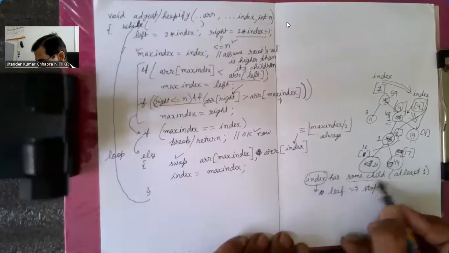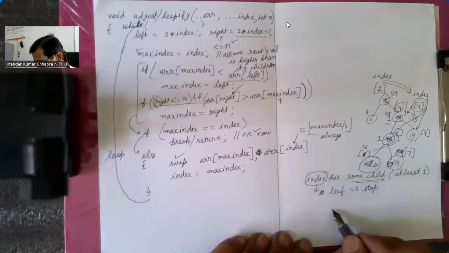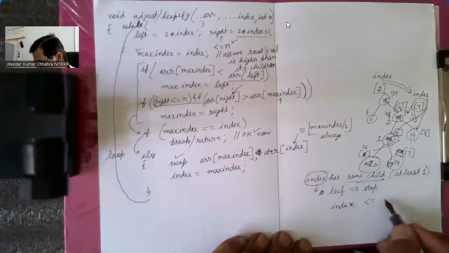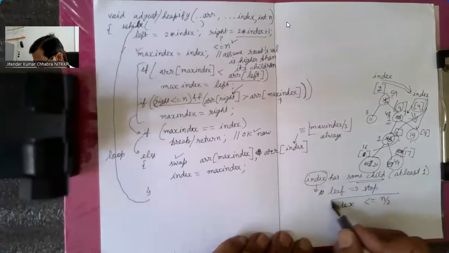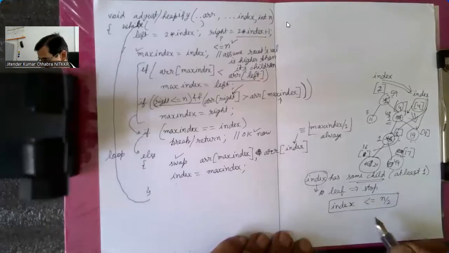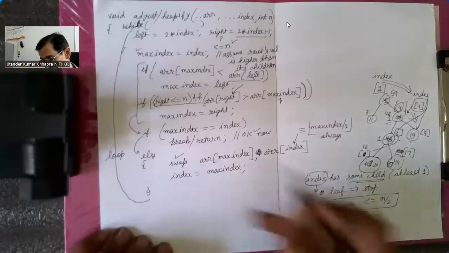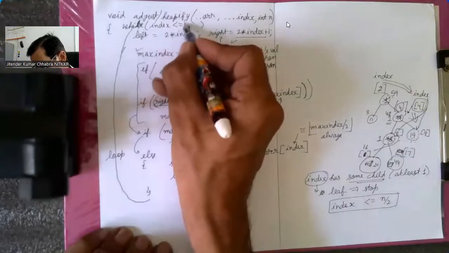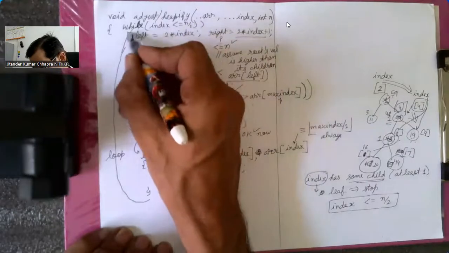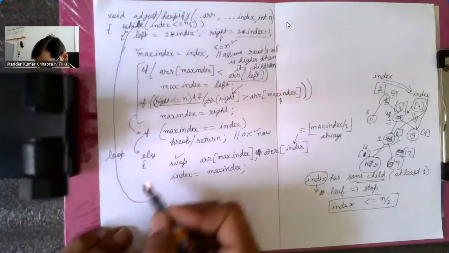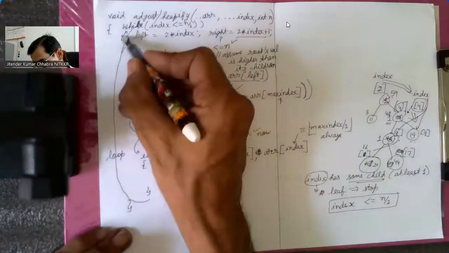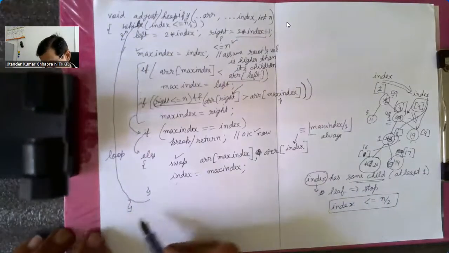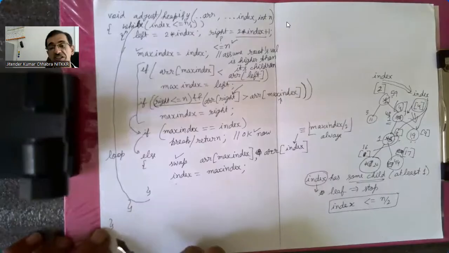Whether the index has some child or not, it is guaranteed that if index is less than or equal to n by 2, it has some children, otherwise not. If index is n by 2 plus 1 onwards, they are guaranteed to be leaves. So effectively, I can have a condition here: while index is less than or equal to n by 2, you can have a loop here and continue to have your loop repeated. So more or less, my adjust function is ready.